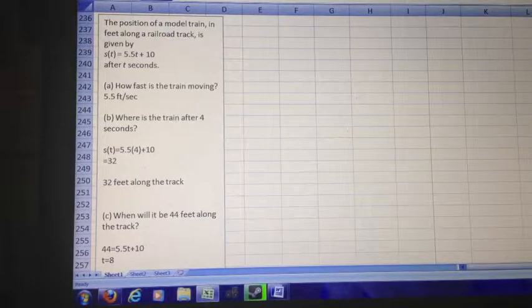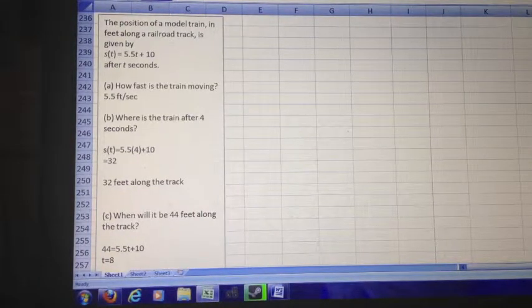We may also come across problems like this. The position of a model train in feet along a railroad track is given by the equation s of t equals 5.5t plus 10 after t seconds. So we know that the variable t stands for the seconds that the train has been moving along the railroad track. So when we look at the first question, it says, how fast is the train moving?